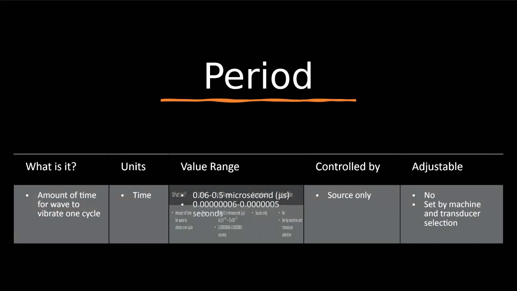We can't select this. The only thing we can select and adjust is what type of transducer we're using. As we know, our curved transducer is going to have a lower frequency, which we'll talk about in relation to frequency in a second, but that is going to be traveling at a slower rate. So that period is going to be longer. That's the only thing that we can adjust for. Within that transducer, we get a certain range, and that's pretty much all we have to work with.